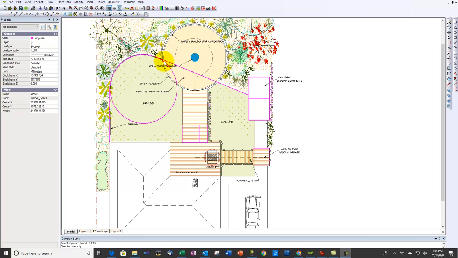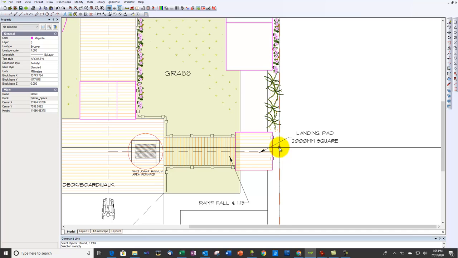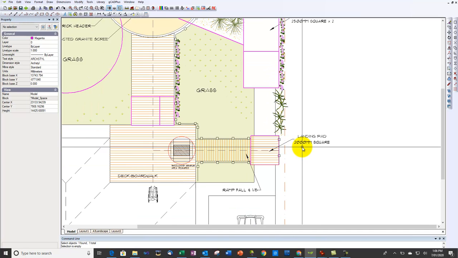So you can see here that the grassed area has been made up of part of a circle, a big arc, and then two lines that are tangential to that arc. The tool shed is a rectangle but consists of two 2500mm squares. There's a landing pad here as someone in a chair moves down a ramp, and it's again a square.